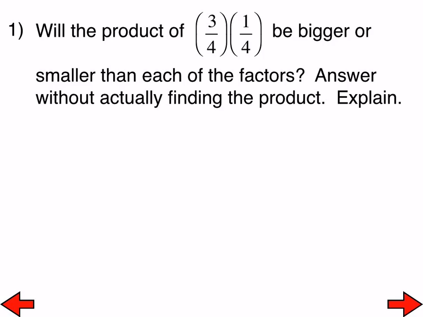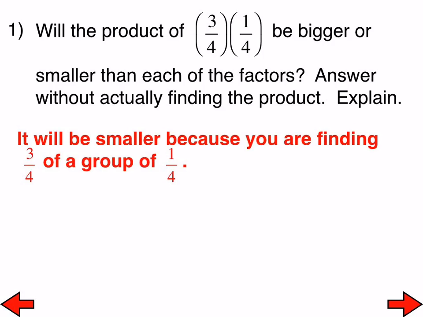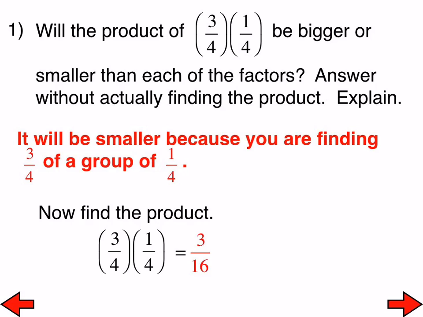Okay. And you are correct. The misconception for some people is that, well, when I multiply two things together, the product is always bigger than what we started with. Well, that's not always the case. It all depends on what the numbers are. So it's going to be smaller, because one way of thinking of it is the way we thought about things yesterday, that you're finding 3/4 of a group of 1/4. Think about that for a second. We were showing that on a number line. 3/4 of a group of 1/4 will certainly be smaller than that. And if we actually found the product, it would be 3/16. And 3/16 is smaller than both 3/4 and 1/4.